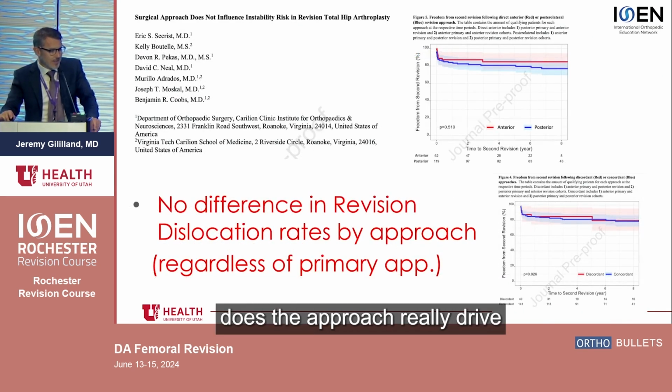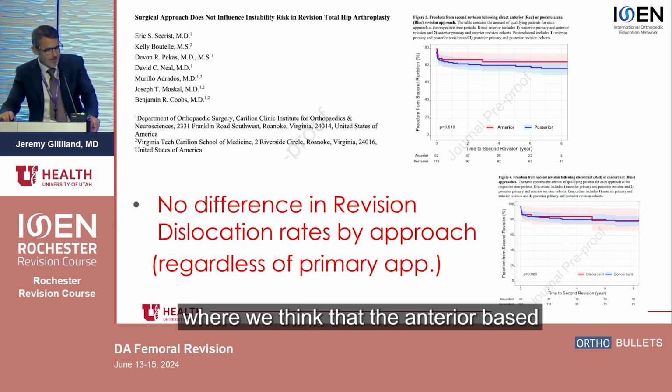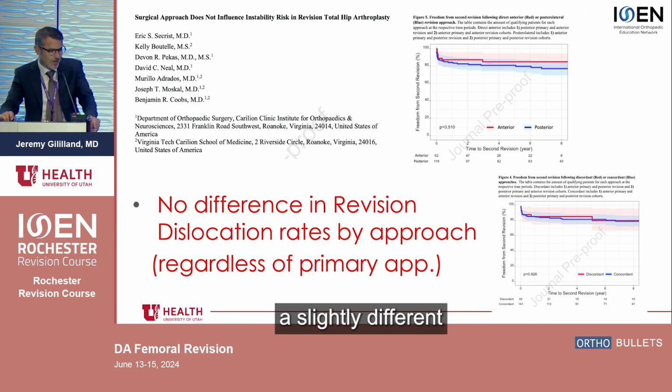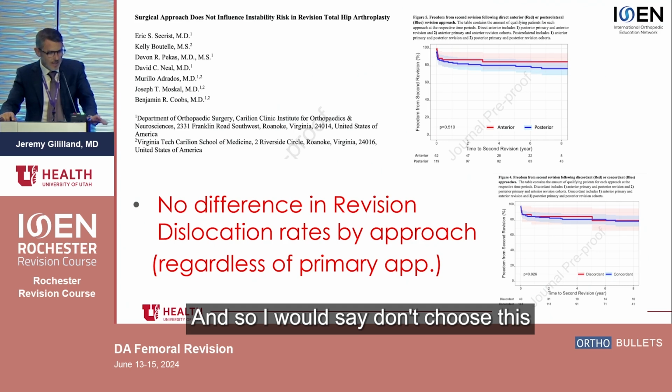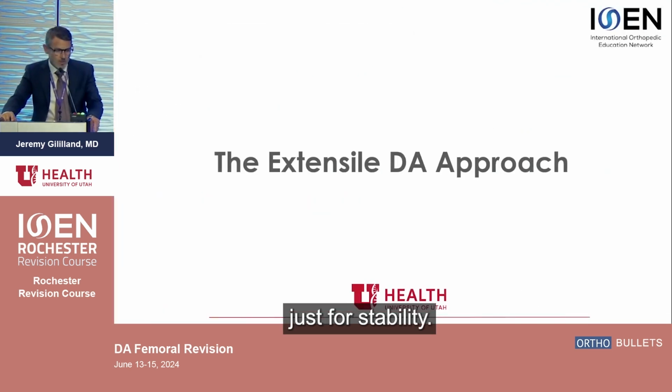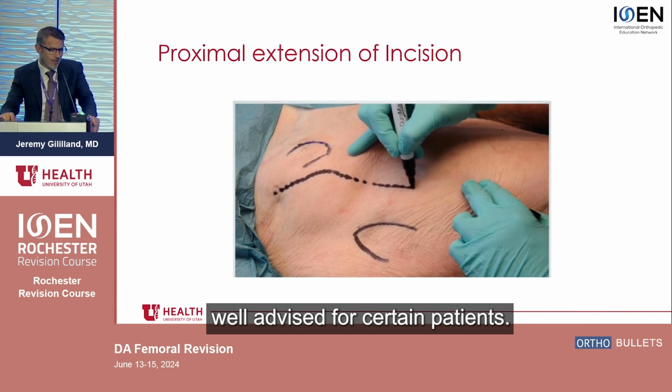So you can choose a different approach safely, but you should be doing that based on good reasoning. And then does the approach really drive dislocation, as we see in primaries where we think that the anterior-based approaches may have a slightly different or lower dislocation rate? Well, in the revision setting, this is out of Joe Moskow's group, no difference in dislocation rates by revision approach. And so I would say don't choose this just for stability. It should be an approach that you know how to do and that is well advised for a certain patient.